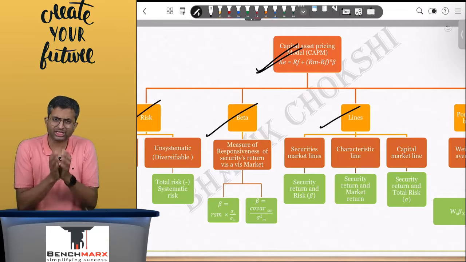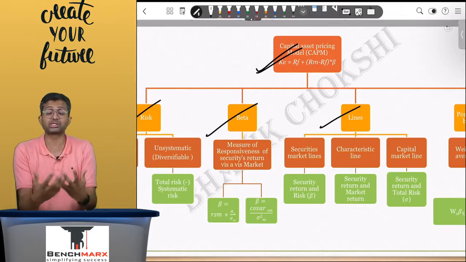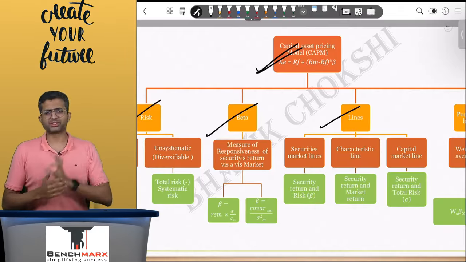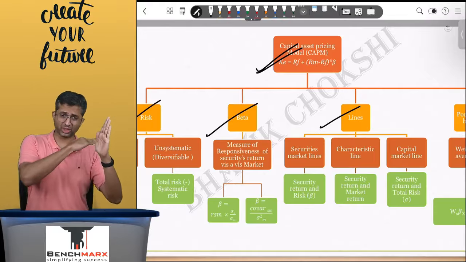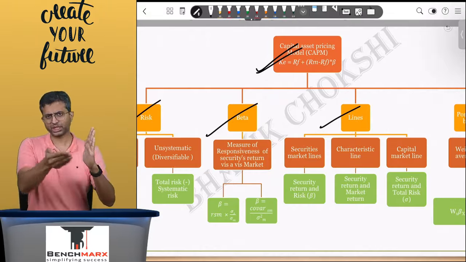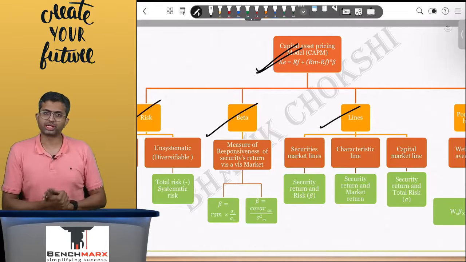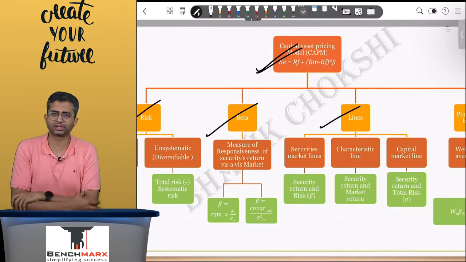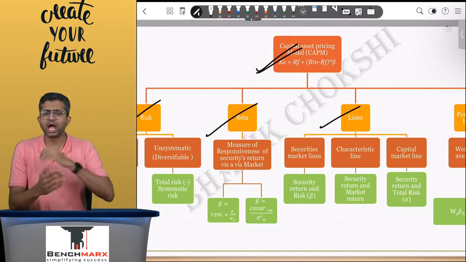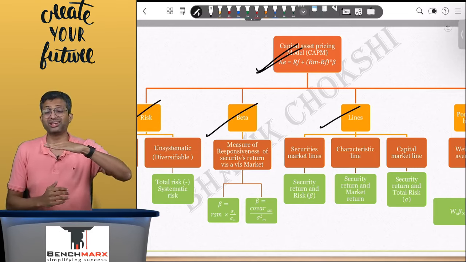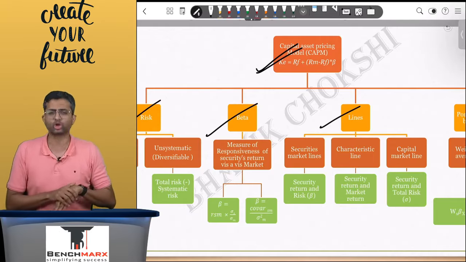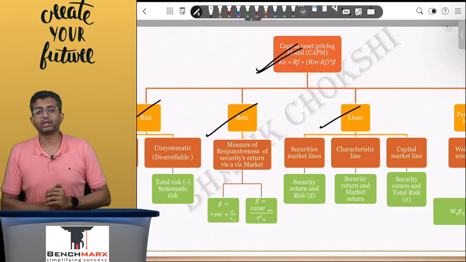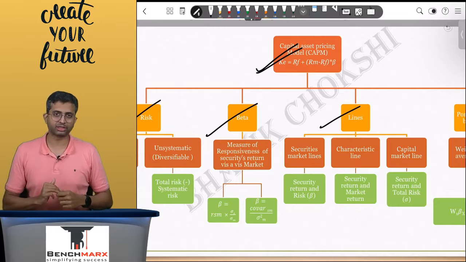Now, the characteristic line looks at the characteristic or quality of beta. Capital market line and security market line are fairly easy. You take return on one side and beta in case of the securities market line, standard deviation in case of the capital market line. But when you look at the characteristic line, I will put the return of the security on one side and return on the market on the other side. So I'm trying to find a characteristic of how well my beta can predict the return.